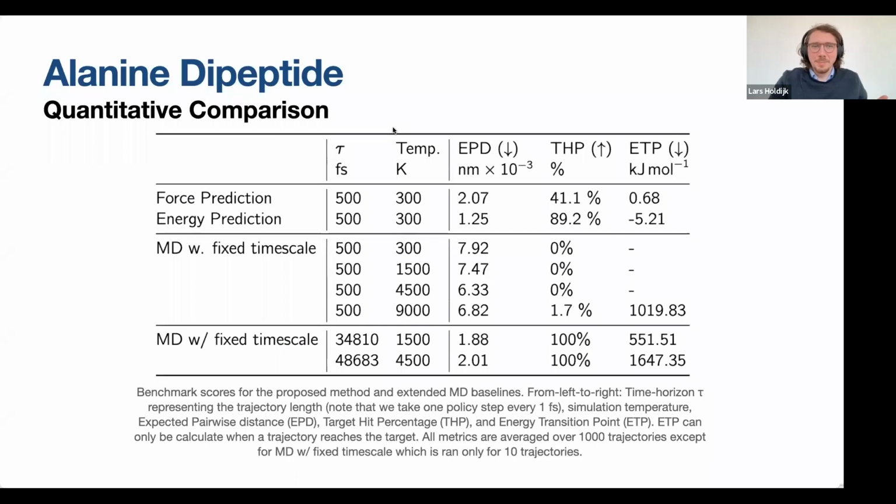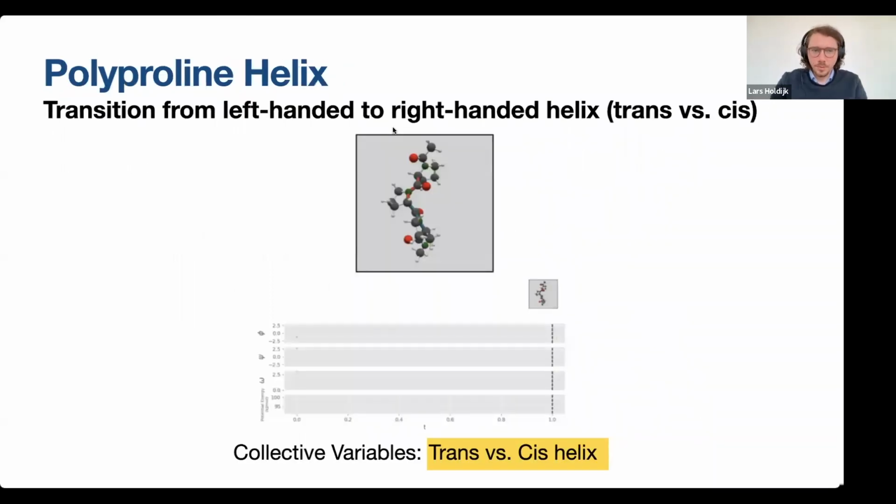So we looked at Alanine Dipeptide, compared it to molecular dynamics simulations, and found that our method works quite nicely. Then we also looked at Polyproline, which has two possible states. We can have a left-handed or a right-handed helix, and we're going to be transitioning from a left-handed helix here to a right-handed helix. This is a considerably larger system.